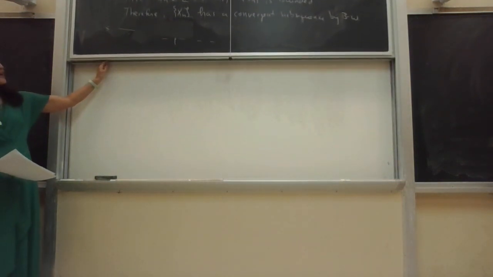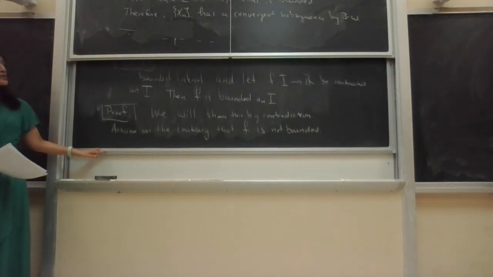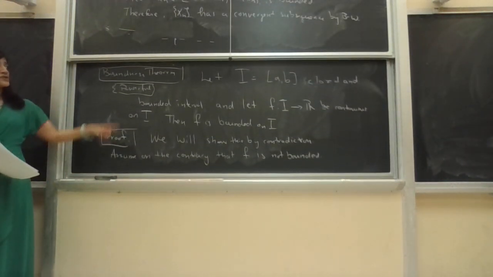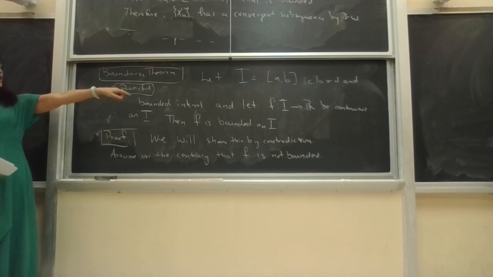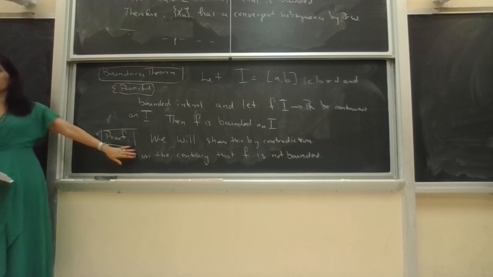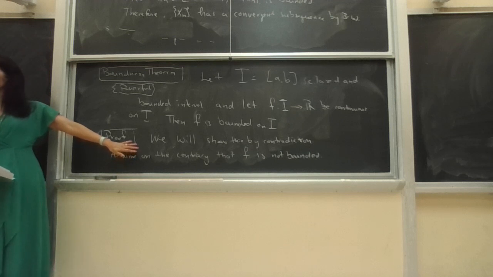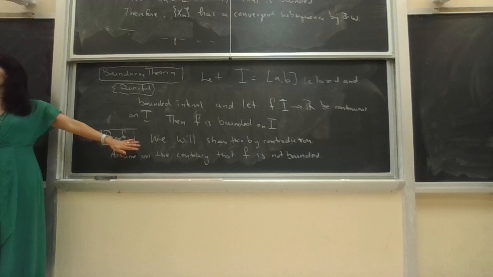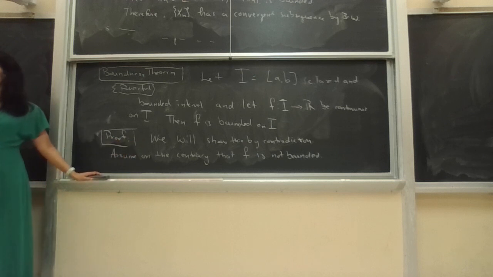And now I have not used one of my assumptions. I've used the fact that I'm in a closed bounded interval. I've used the fact that my function's real valued. I used my contradiction assumption. What assumption haven't I used yet? It's continuous. I've got a convergent sequence and the function's continuous.